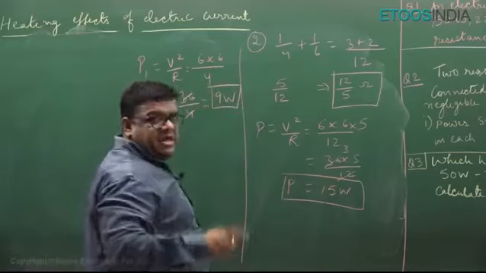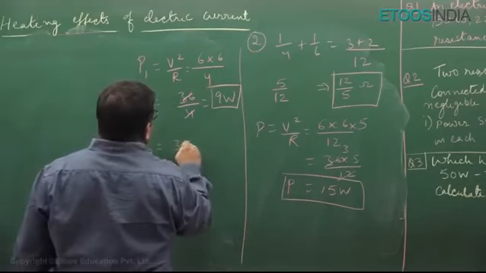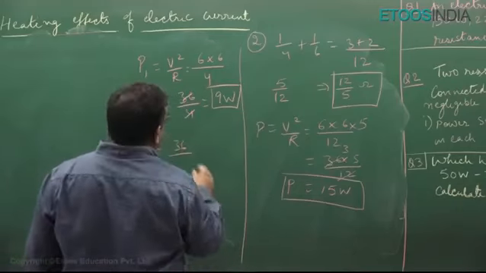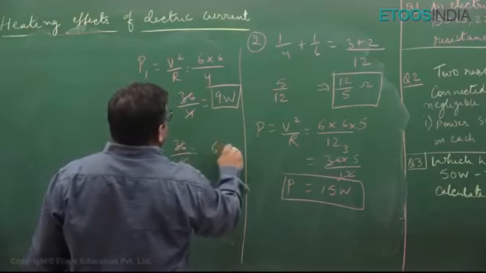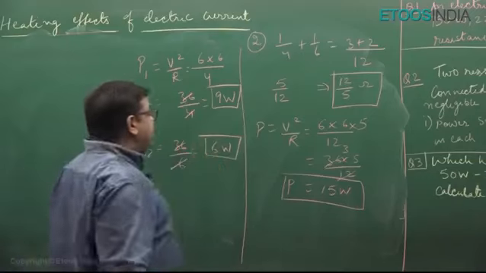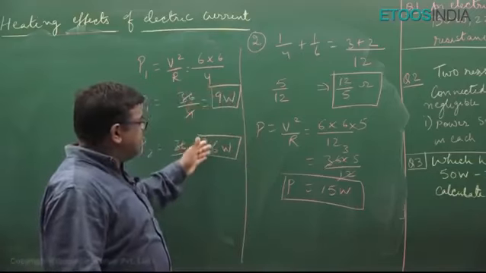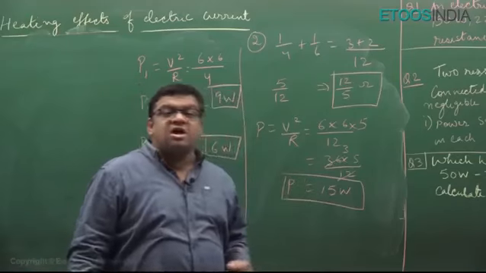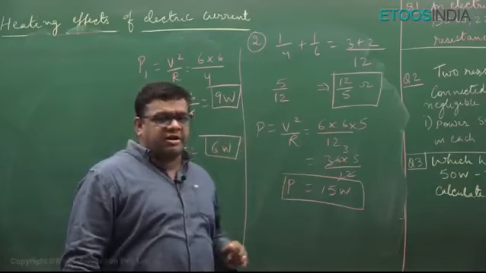Am I clear? And for P2, it will be 36 upon, what is that? 6. So it is 6 watts. You can check the answer simply by checking that 9 plus 6 is 15, which is actually the total power dissipated. Please note it down till here.